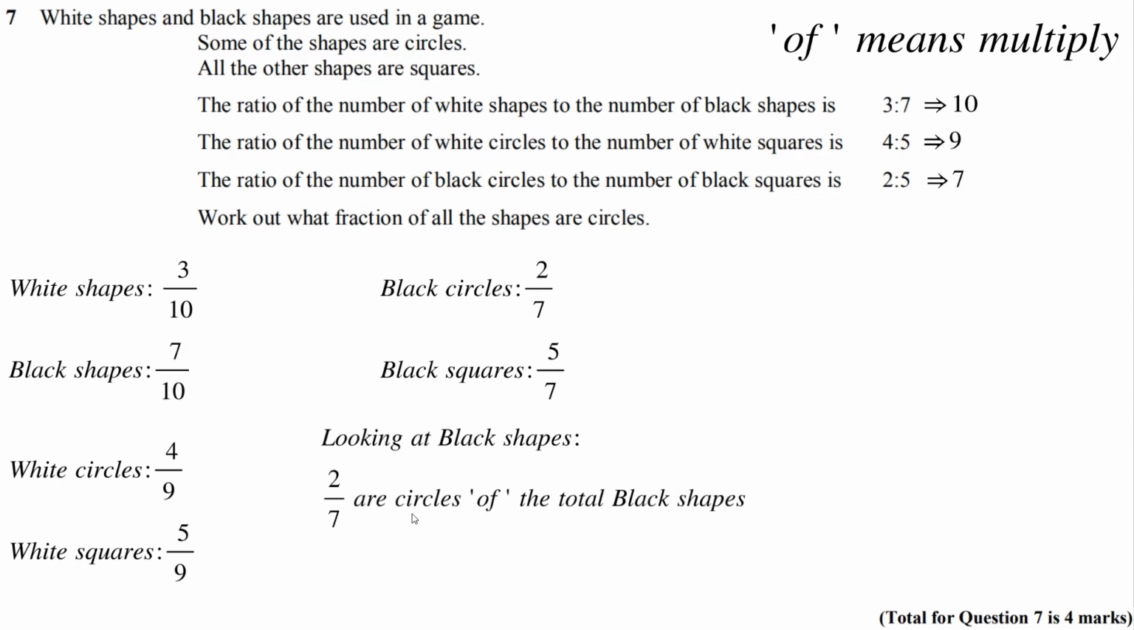So 2/7 are circles of the total black shapes. We've got the total black shapes as being 7 out of 10. So it's 2/7 multiplied by 7 out of 10, because of means multiply, and that's 14 over 70.